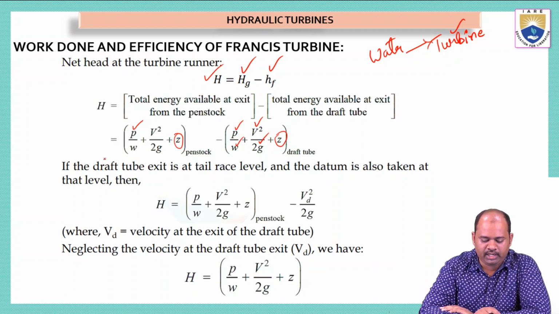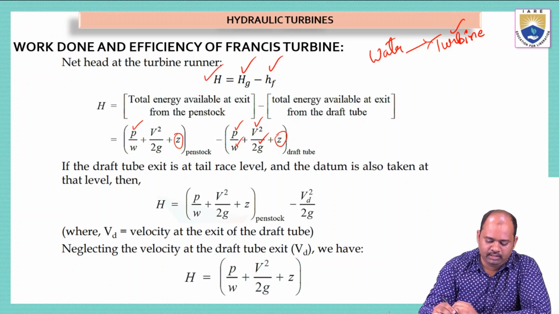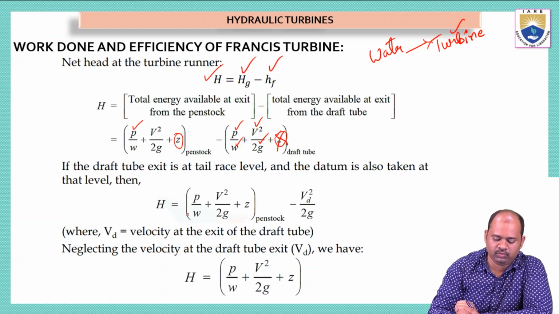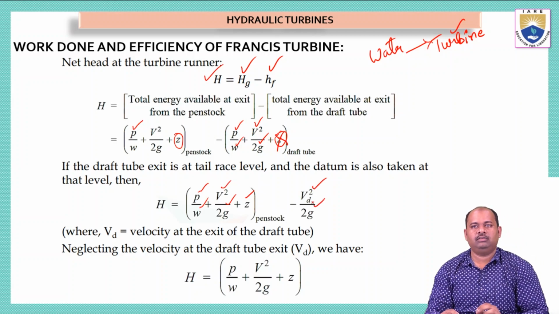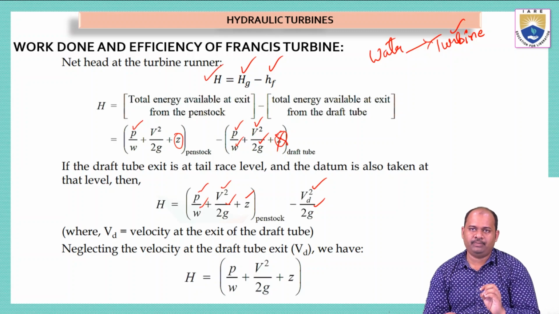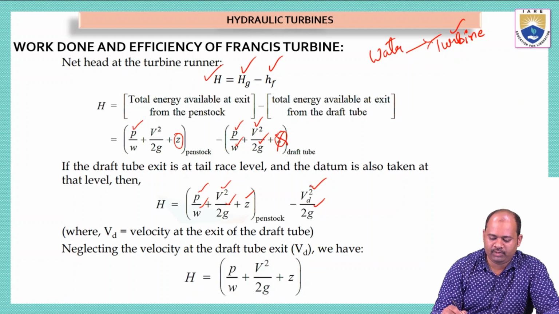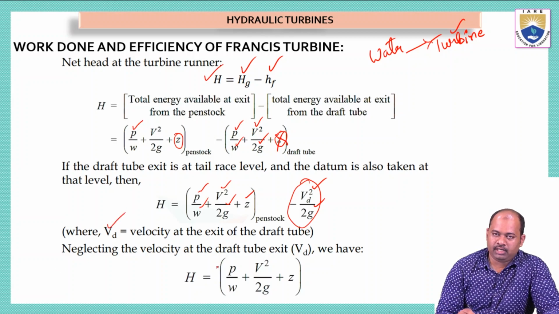Okay. If the draft tube exit is at tail race level and the datum is also taken at that level, then this Z will be cancelled. H is equal to P by W, V square by 2G plus Z minus V square by 2G. Here the exit of the draft tube is at the level of the water that is present in the tail race. Then we can directly substitute this formula, V square by 2G. Here Vd is the velocity at the exit of the draft tube.